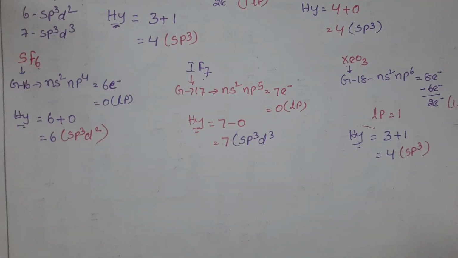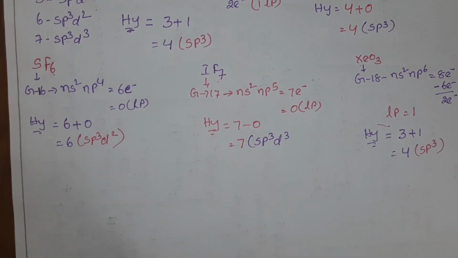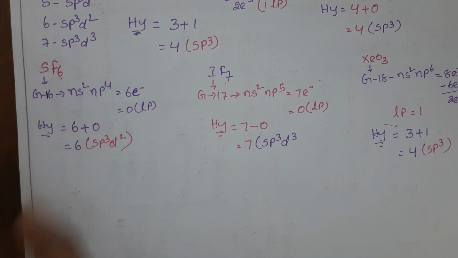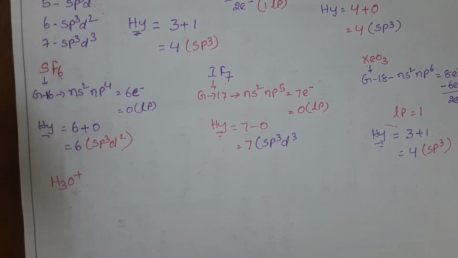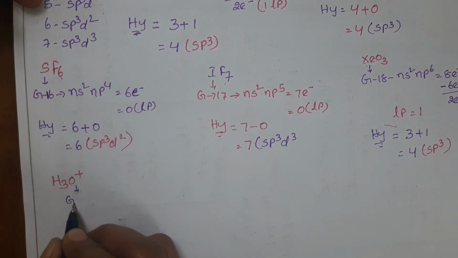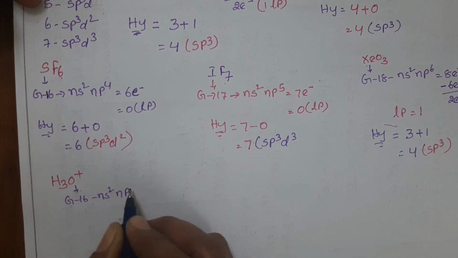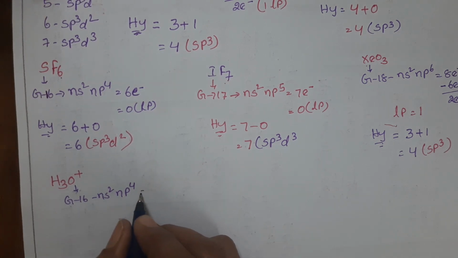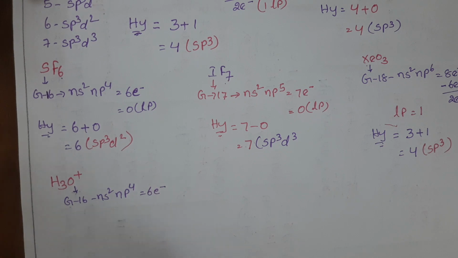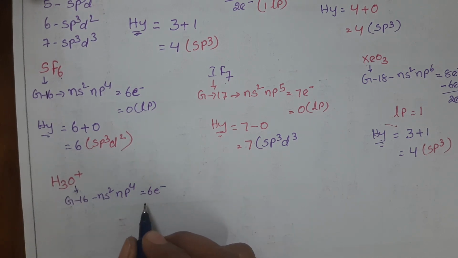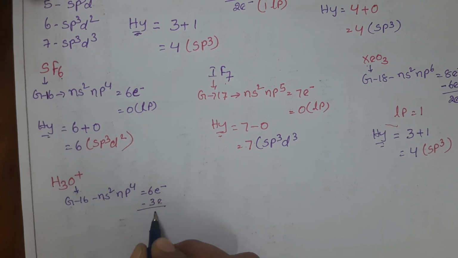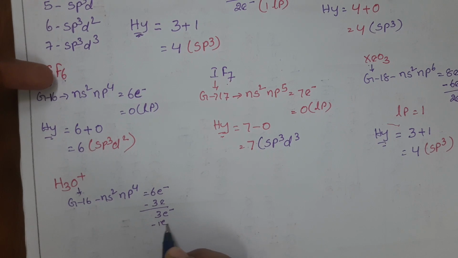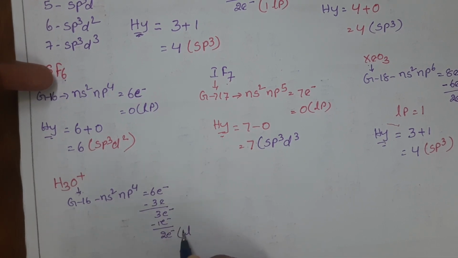Suppose a compound contains a charge, how can we calculate it? Using the same formula. Take H3O+. Oxygen is a group 16 element and its valence shell electronic configuration is ns2 np4, so it has 6 electrons in the valence shell. There are 3 hydrogens, which is minus 3 electrons, so 3 electrons remain. Because of the positive charge, minus 1 electron, so only 2 electrons are there, which is 1 lone pair.